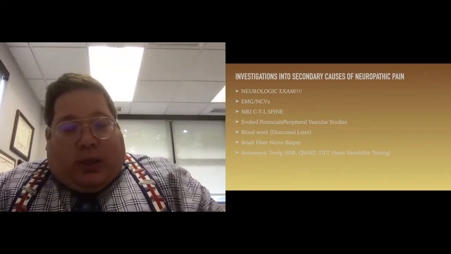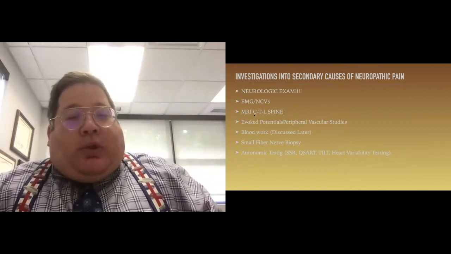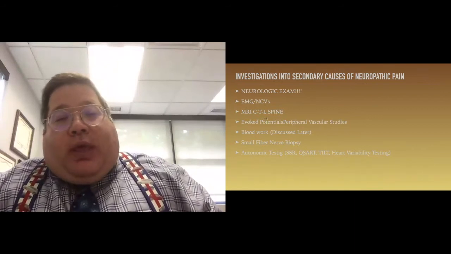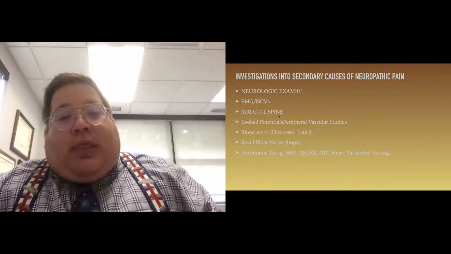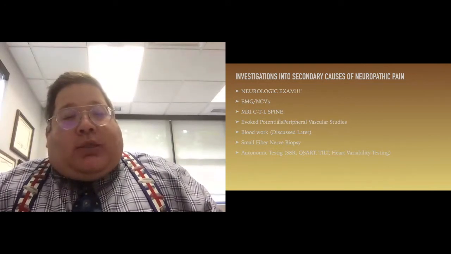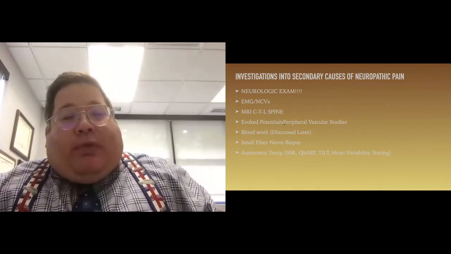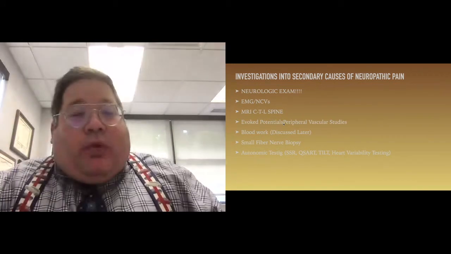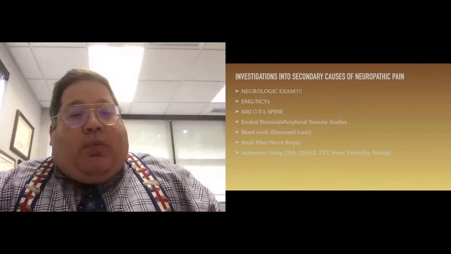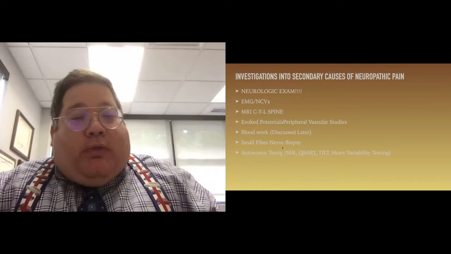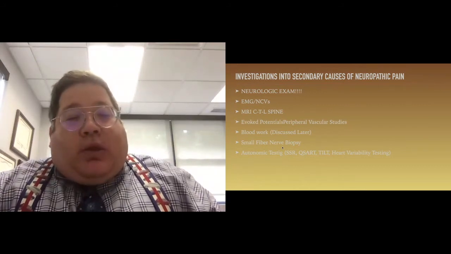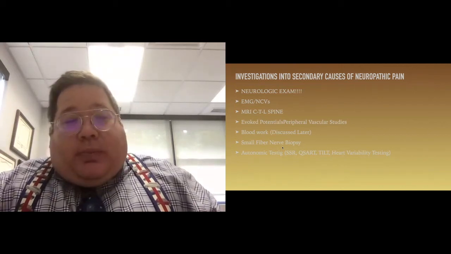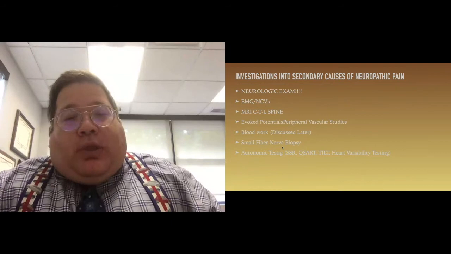Similarly, we want to look structurally at the spine, and see if there are other things like spinal stenosis or other things that may be causing pain. Sometimes evoked potentials and peripheral vascular studies could be important. Blood work becomes important in looking for secondary causes of neuropathy. And then we'll talk in more detail later about small fiber nerve biopsies. And then autonomic testing can also be very helpful in identifying small fiber nerve problems.